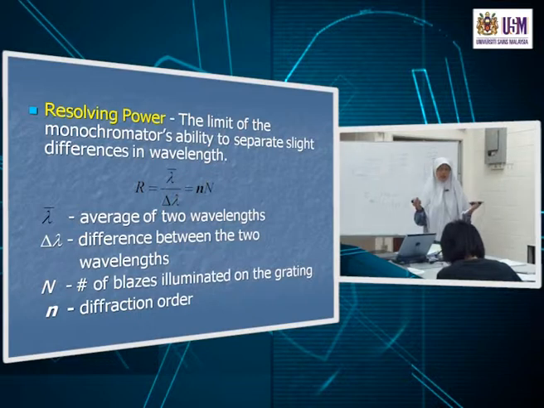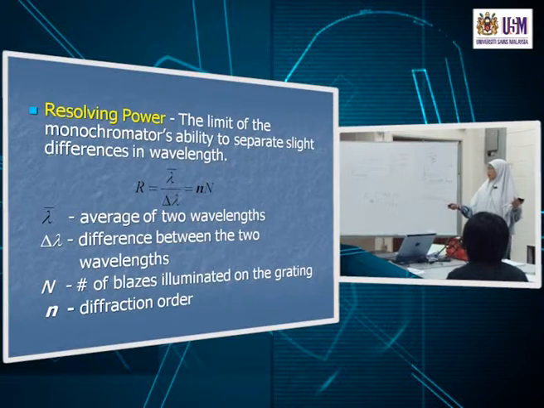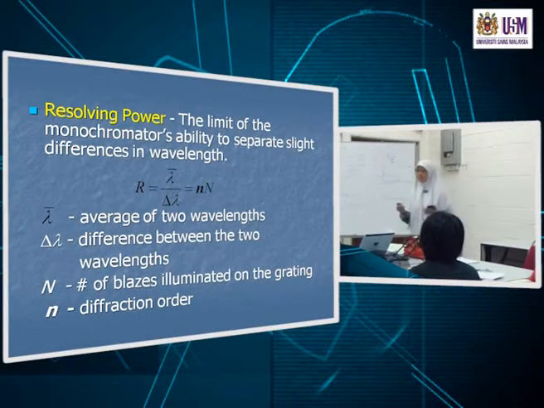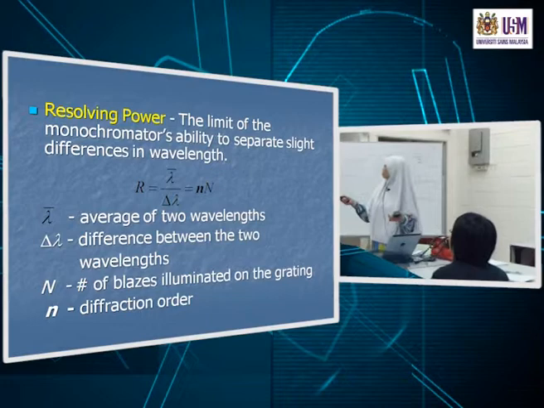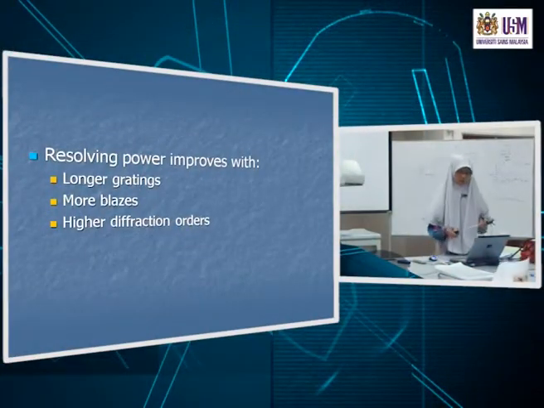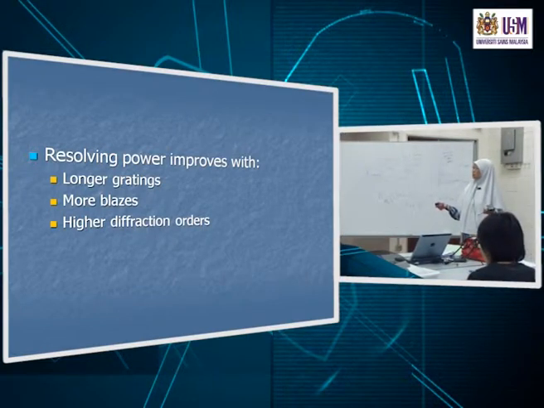So, if you were ever to become a chemist, in a position to be able to choose what supplier to buy a particular instrument for your company, and they say, our monochromator has very high resolving power, the grating, how much of the grating will be illuminated, all these kinds of things, you say, oh okay, that's related to resolution, if ever you come to that position. Resolving power is related to how much of the grating is being lighted up. And of course, it will improve with longer gratings, more lines on the grating, and if it uses higher diffraction orders.